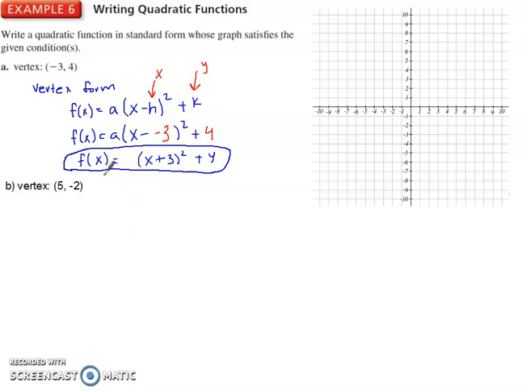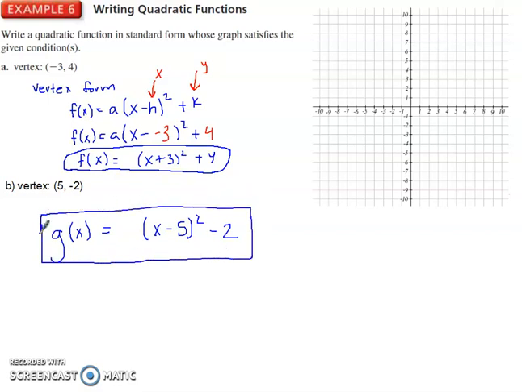All right, your turn. Pause the video and try out B on your own. Here we should have g of x is equal to x minus 5 squared minus 2, and your a value can be left as 1 like it is here, or you can put any number that you would like in for a. As long as your vertex is at 5, negative 2, we don't care how wide or narrow our graph is.